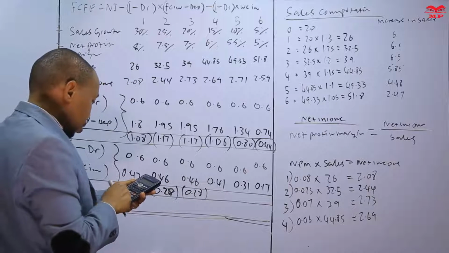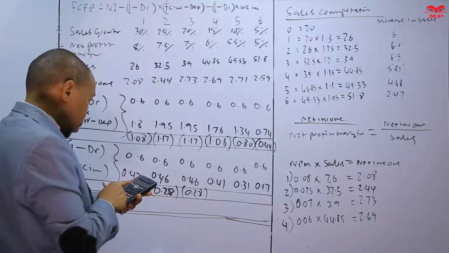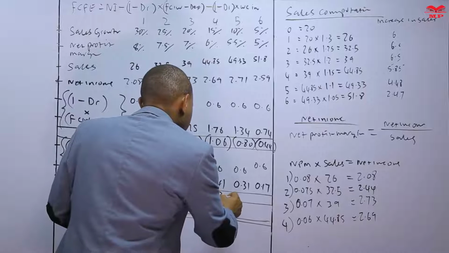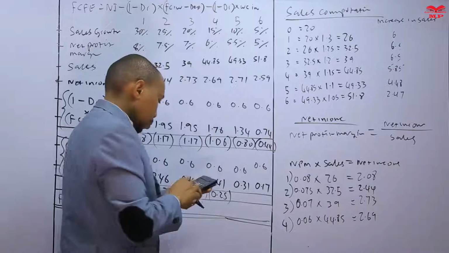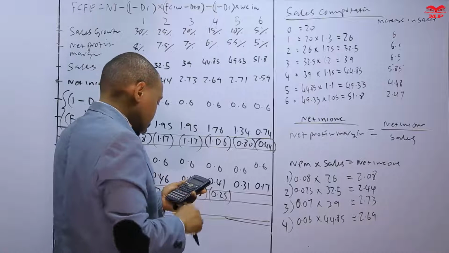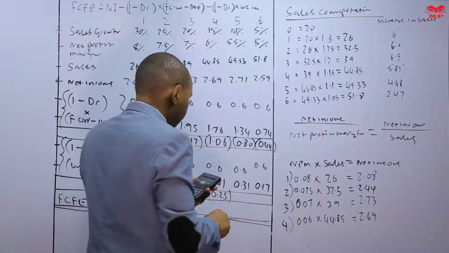Then 0.6 multiplied by 0.41, 0.25. 0.6 multiplied by 0.31, 0.19.